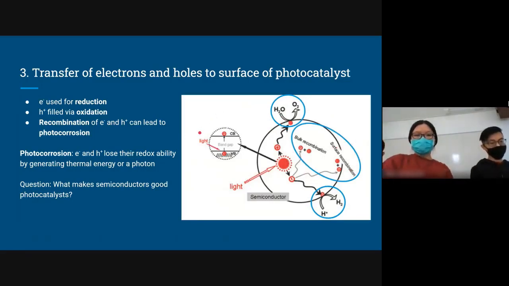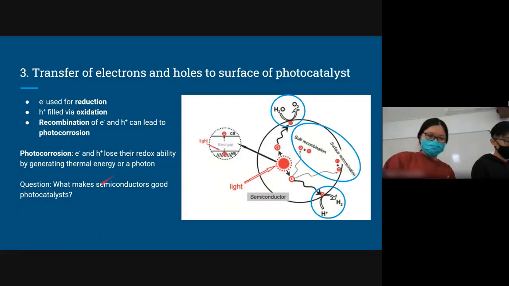This is basically the electron merging with the hole, through something called either radiative or non-radiative recombination, which will be explained later. And it leads to photocorrosion, where both the charges lose their redox ability by generating either thermal energy or a photon.